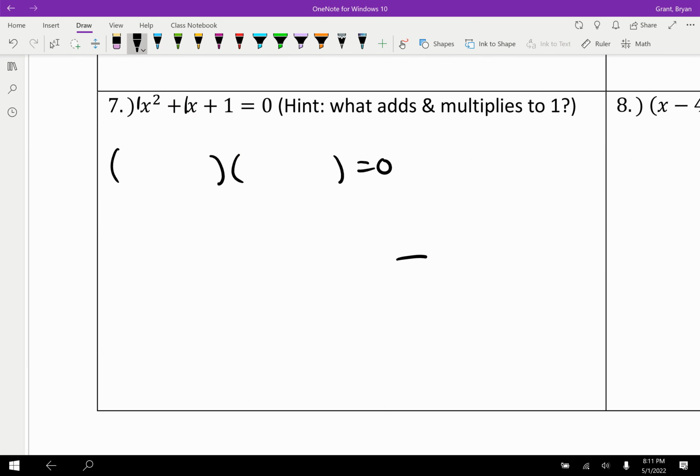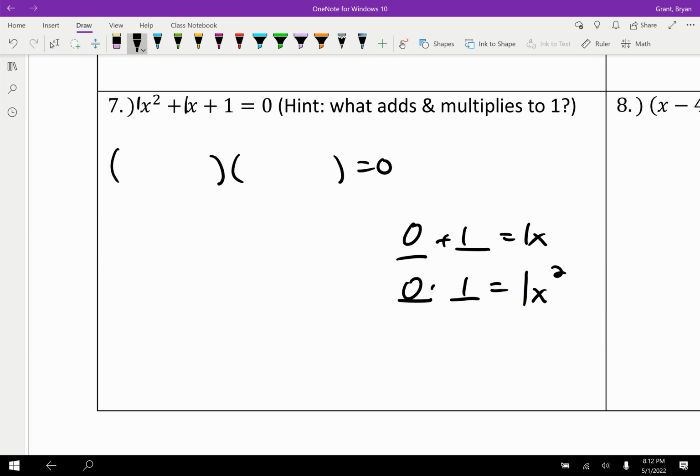That seems weird. We're going to figure out what adds to make 1x and what multiplies to make 1. You can do 1x squared if you'd like. It's actually a little tricky here. 1 times 1 is 1, but 1 plus 1 is 2. 0 plus 1 is 1, but 0 times 1 is 0. I can't think of anything, actually. 1 only has itself as a factor, 1 and 1.